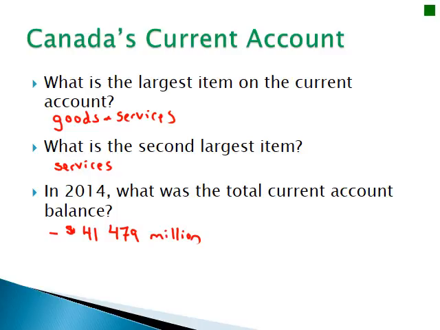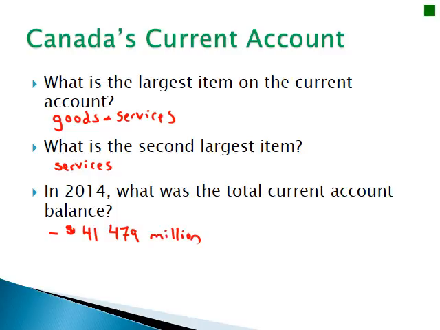So in 2014, what was the total current account balance? Well, it was negative $41,479 million. This means that we were in deficit, and in a deficit, basically what's happening is that imports are exceeding exports. Yes, we have those other small accounts on the current account, but as I said before, imports minus exports are the lion's share of the current accounts.